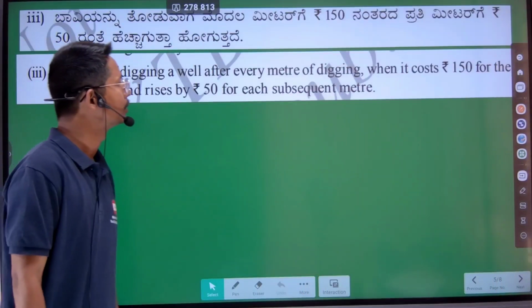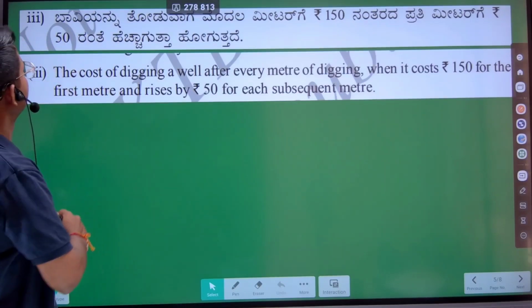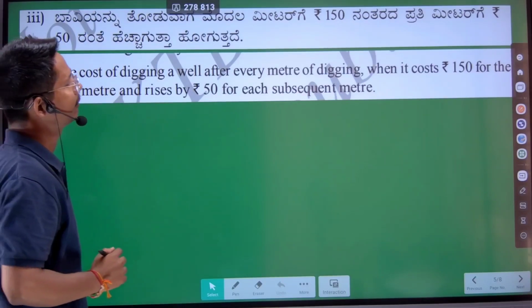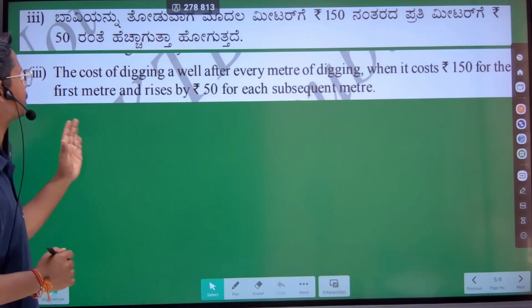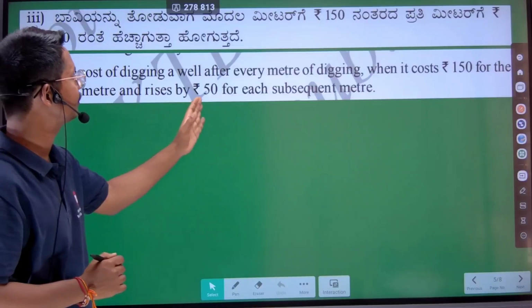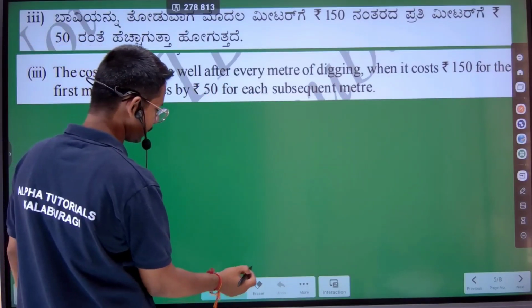Yes students, third question. You can see the cost of digging a well after every meter of digging, when it costs rupees 150 for the first meter and rises by 50 rupees for each subsequent meter. So what are the key points?